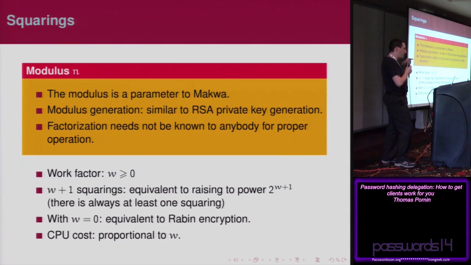The plus 1 is meant to ensure that people don't forget to do at least one squaring. It's important. So if you use the minimal work factor, you've got one squaring, and it's called Rabin encryption. And it's an asymmetric encryption system which has been described since I was about that high. So it's rather old, and it's still unbroken. And the cost is proportional to the work factor, which was what we wanted.